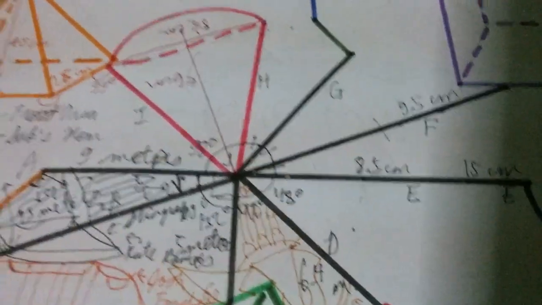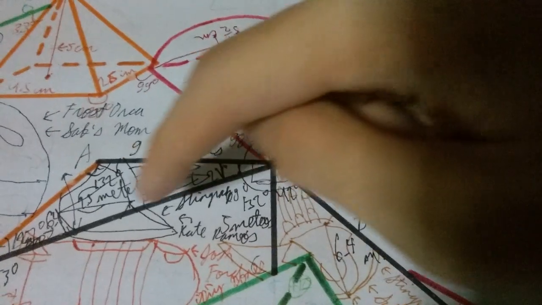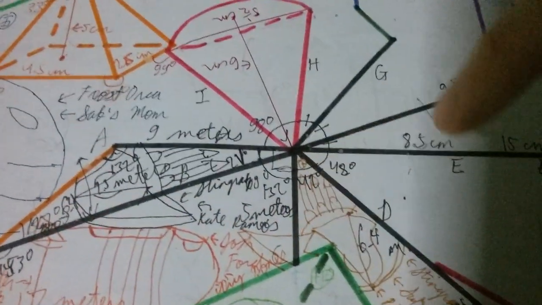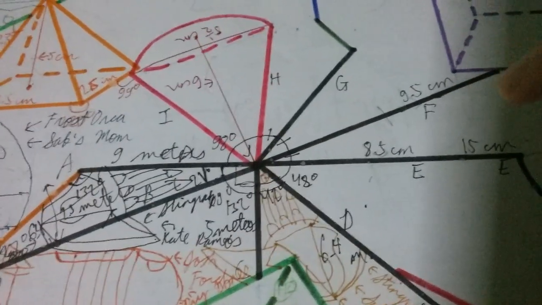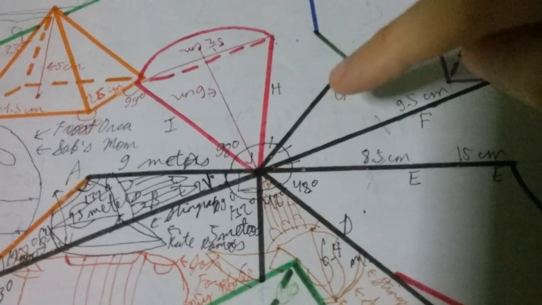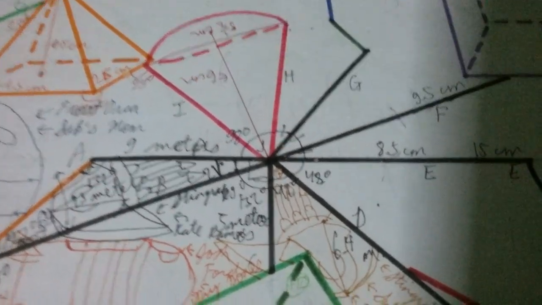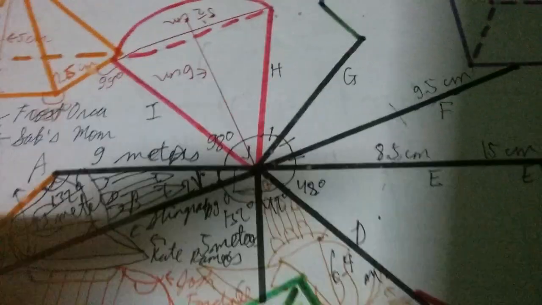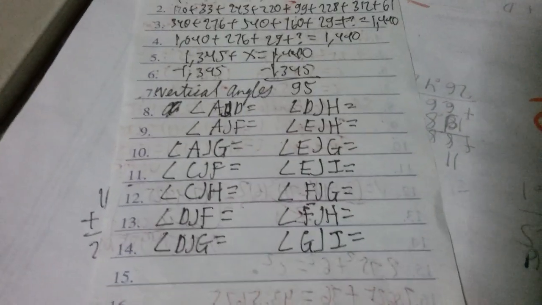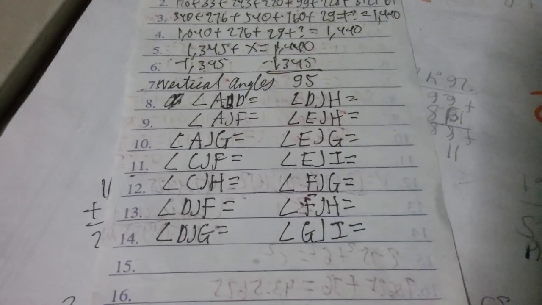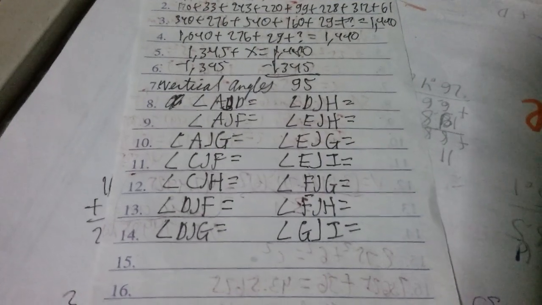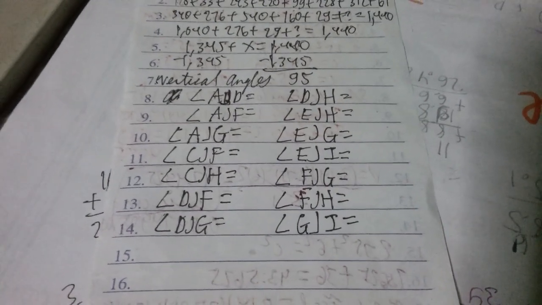So here are the points. We have point A, point B, point C, point D, E, F, G, H, I, J. Now here are our objectives. We need to find all the measures of the missing angles like AJD, AJF, AJG, CJF, CJH, DJF, and so on. Let's work this out together.